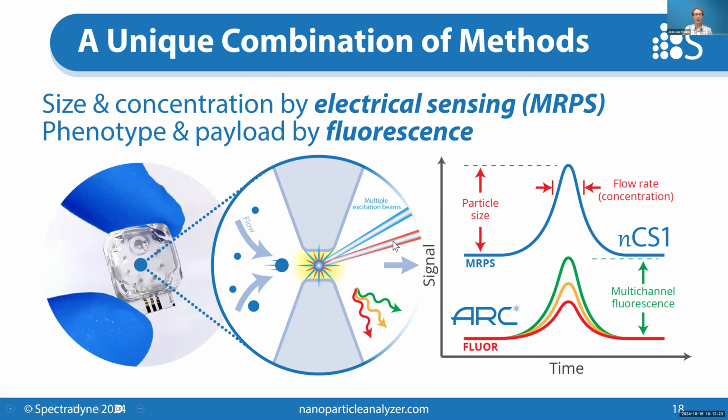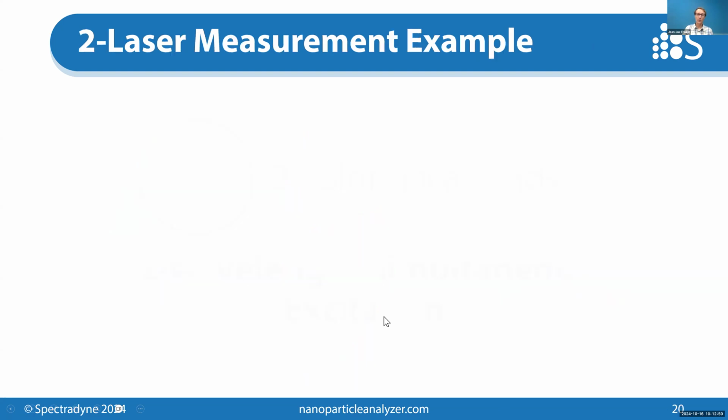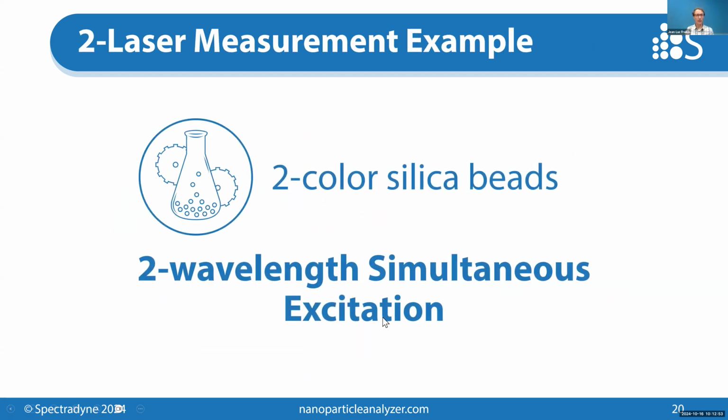So in the data that's going to come, in the examples I'm going to show you next, we are using this optical configuration. So we're exciting simultaneously with 488 nanometer and 638 nanometer lasers. And we're detecting in these bands here, we've got a green, yellow, and red. And most of the data I show you are going to be showing you the green and the red channels because that's the dyes that we used in these experiments. Okay. So let me illustrate how it's working, prove to you that it's working as expected with silica beads.